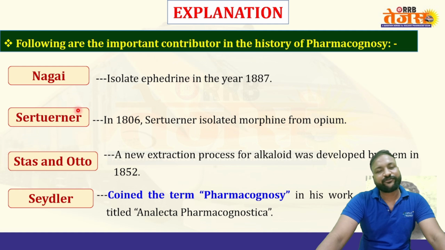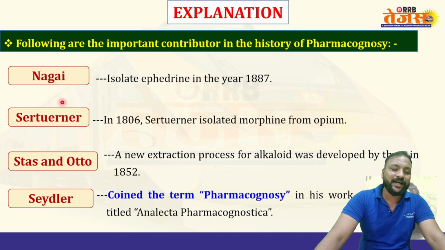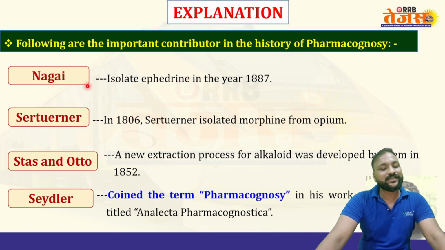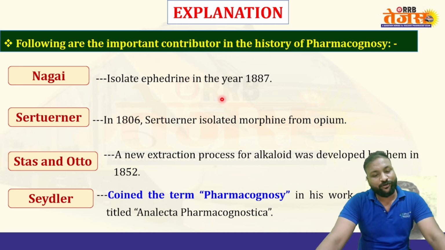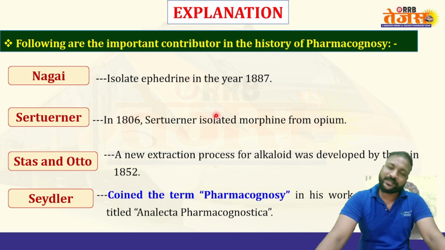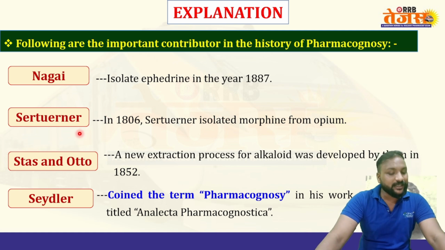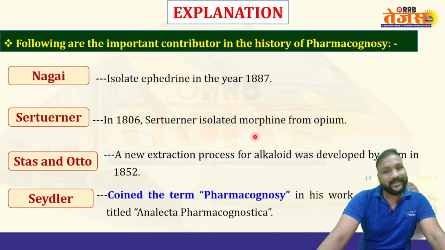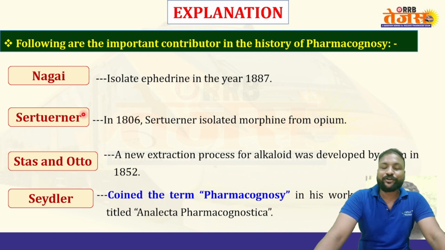If you check the other options given in this question, the first option, Nagai, is an important personality because he isolated ephedrine in the year 1887. That's the reason he became familiar. And Serturner, in the year 1806, isolated morphine from opium. So Serturner isolated morphine from opium, and Nagai isolated ephedrine in 1887.